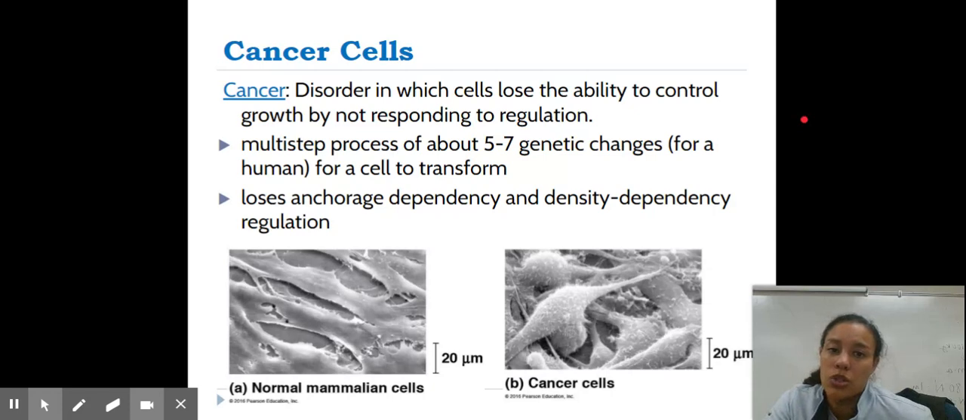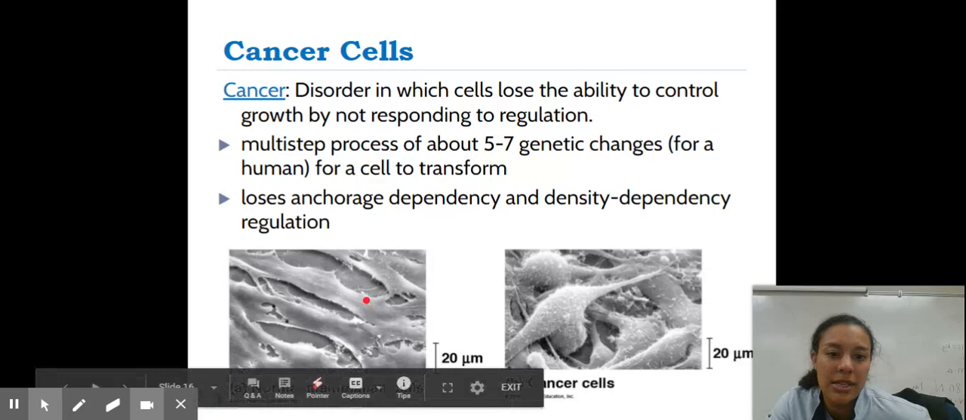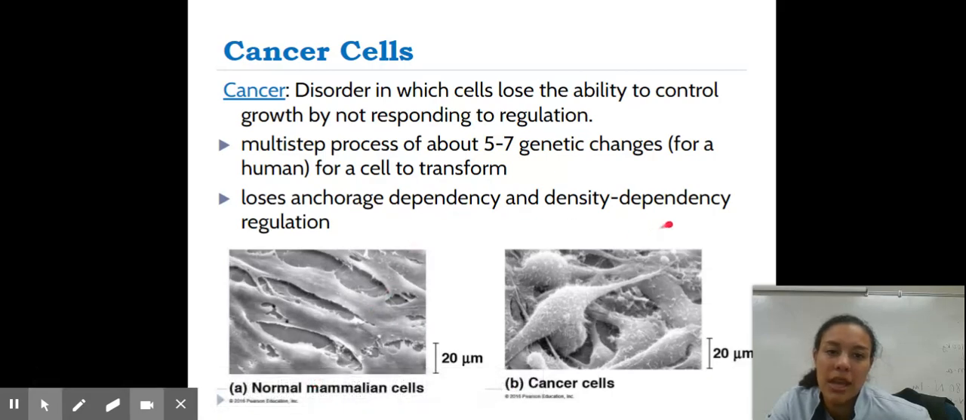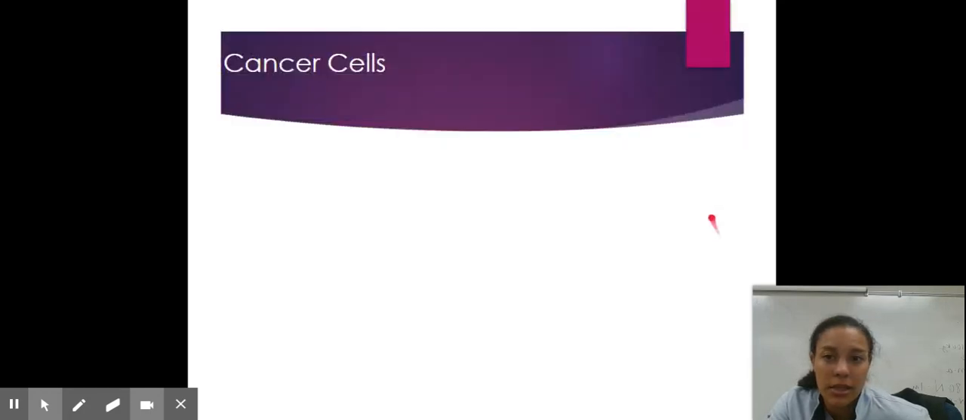There might be one or two genetic changes that don't affect the cell at all. Again, when we get into genetics, we'll talk about that, but it may not cause the cell to transform. And so they may not be cancerous at that point. But usually it's somewhere around 5 to 7 genetic changes that leads to that transformation process. And then again, they lose their anchorage dependency and their density dependency. So they can then become malignant, and they can start invading other tissue areas or other organ systems, that sort of thing. That's what I was getting into.